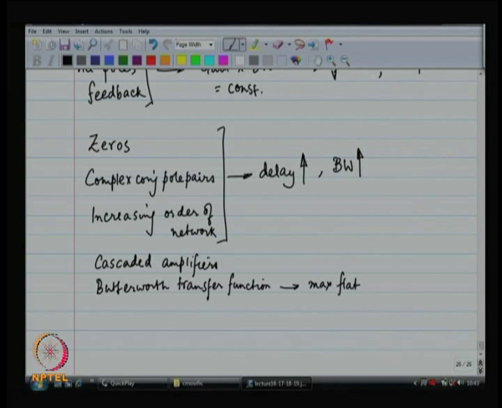It's like this. Suppose I want a gain of 1000. I can get a gain of 1000 by cascading 3 amplifiers, each of gain 10. Right? Each amplifier is going to give me its own pole, its own delay.